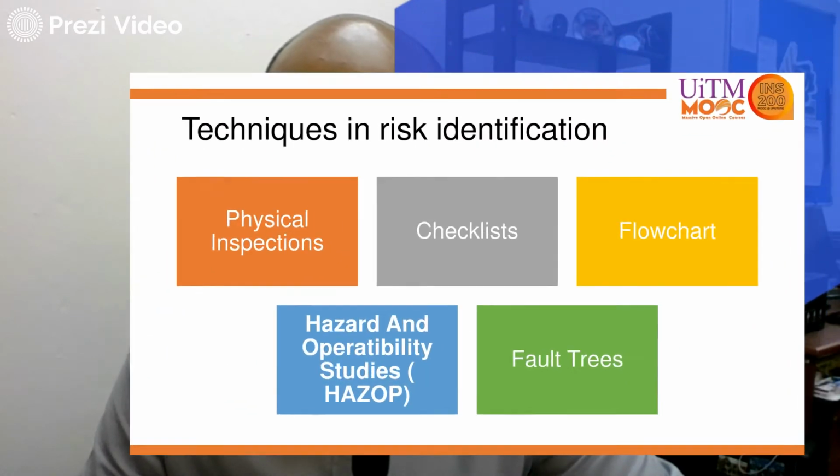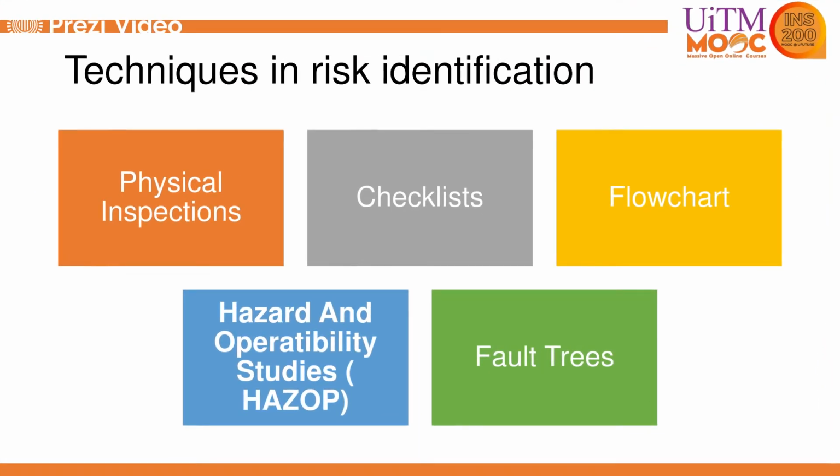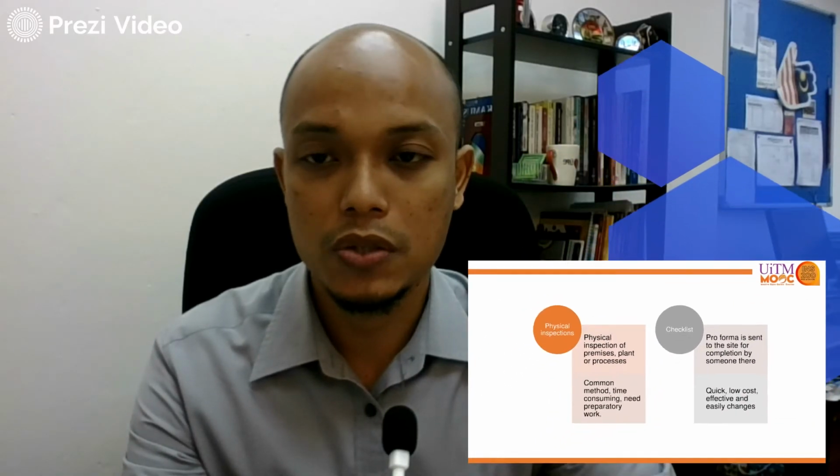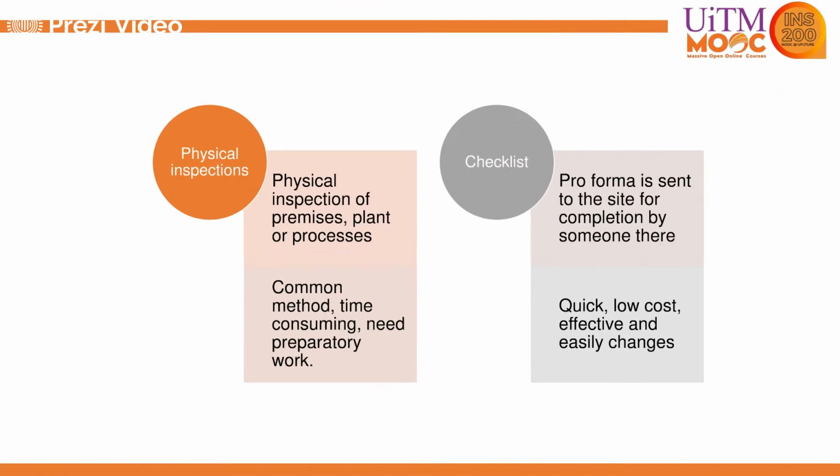There are several techniques in risk identification, namely physical inspection, checklist, flowchart, hazard, and the last one, fault trees. We will look at the first one, which is physical inspection. Physical inspection of premises and plants or process.